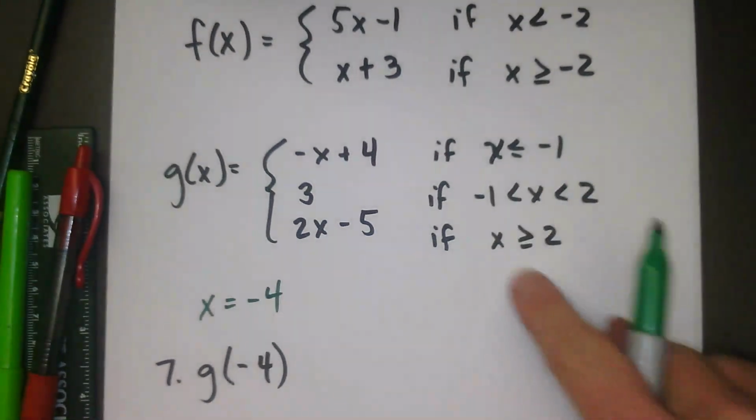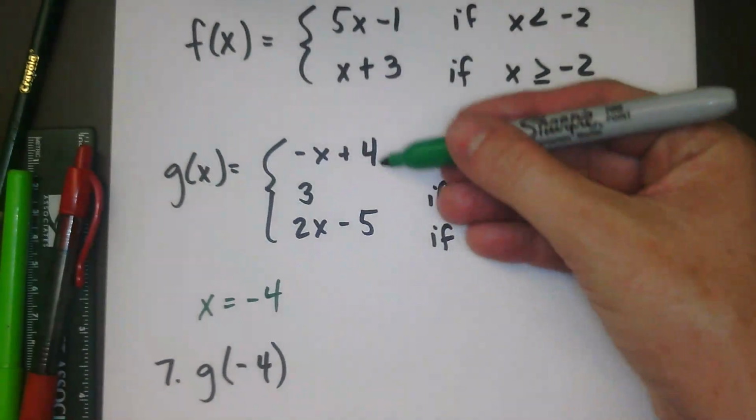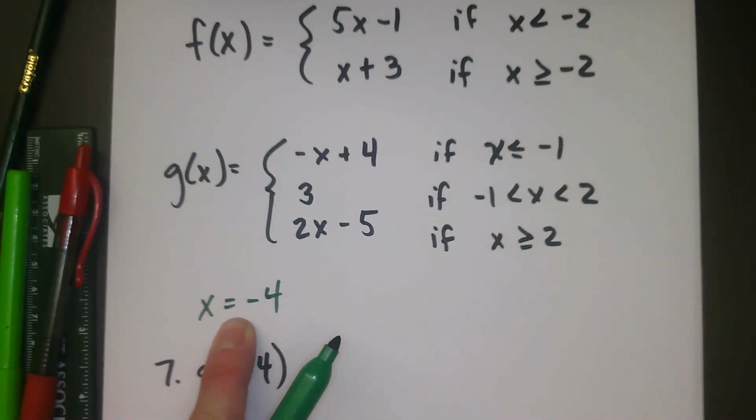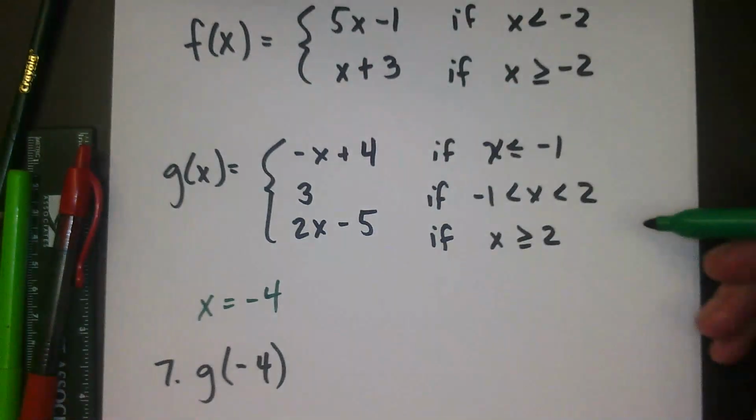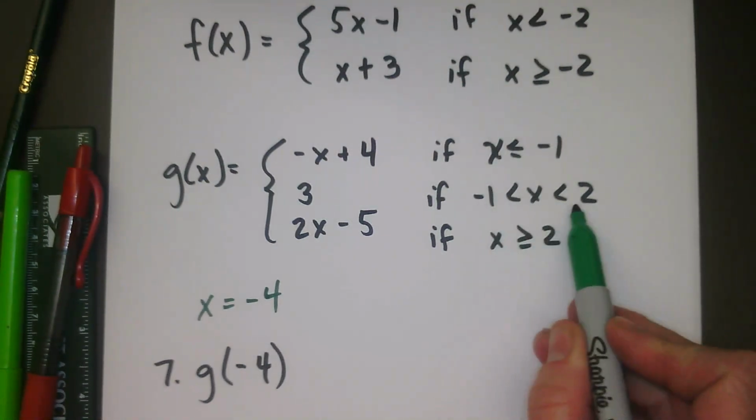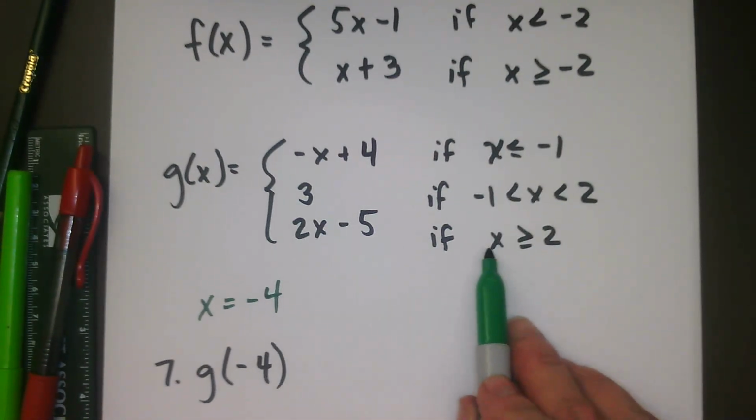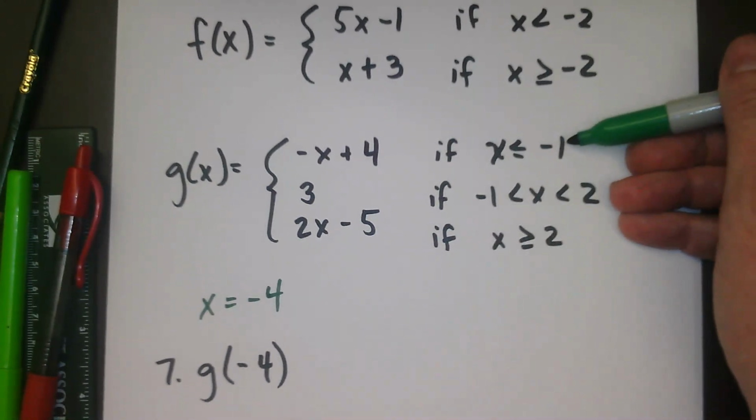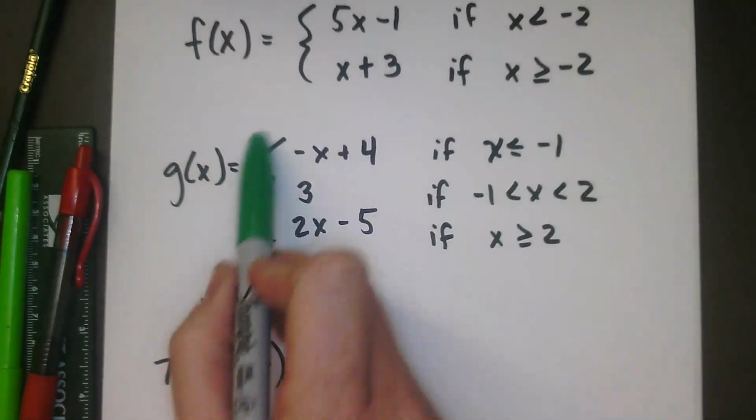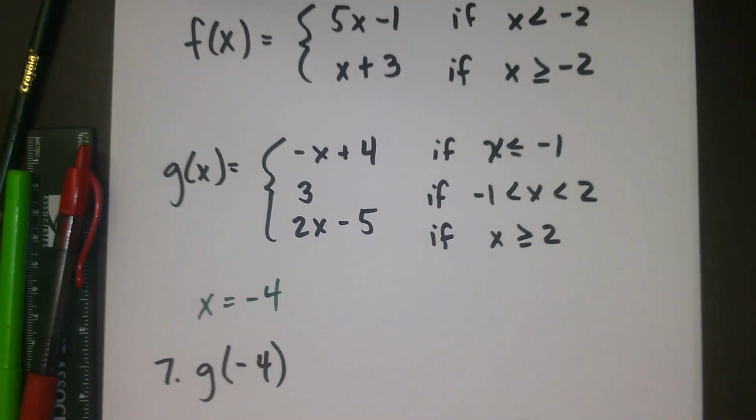So then I need to look at what my domain is and decide which of these I pick based on the number x is -4. Well, if x is less than -1, I'm supposed to pick this guy. If x is between -1 and 2, I pick this one. And if x is bigger than 2, I pick the third equation. Well, -4 is definitely less than -1, so I want to pick the first equation in the function.